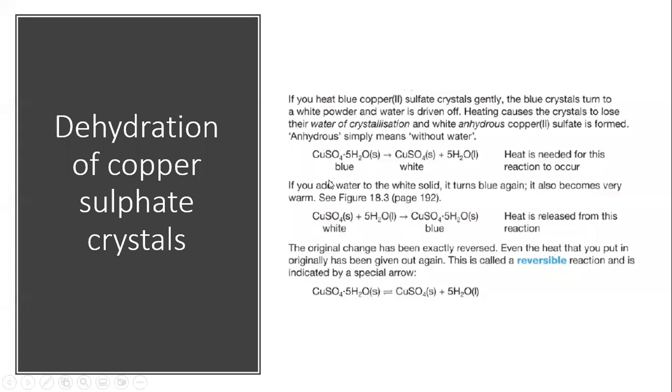So for example, if I have a copper sulfate crystal and I heat it up, what can happen? That copper sulfate crystal will turn into an anhydrous powder and the water will evaporate away. But if I take this copper sulfate that is anhydrous, that is in the form of the powder, and I add water back to it, I can turn it back into a crystal.